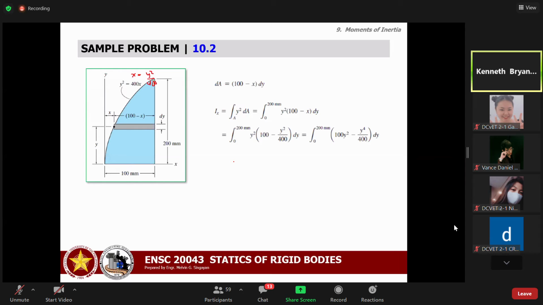So that is now equal to the integral of y squared times 100 minus y squared over 400 dy from 0 to 200, that is equal to the integral of 100 times y squared minus y to the fourth over 400 dy, from 0 to 200. Then evaluating that integral, it will give you the value of Ix equal to 107 times 10 to the 6 millimeters to the fourth. Okay, and that's the answer.